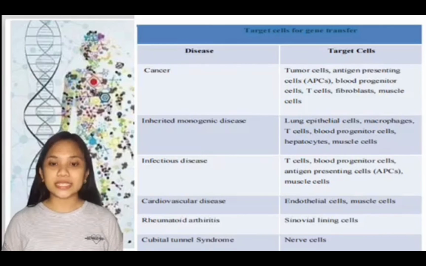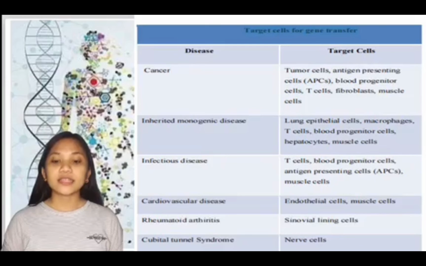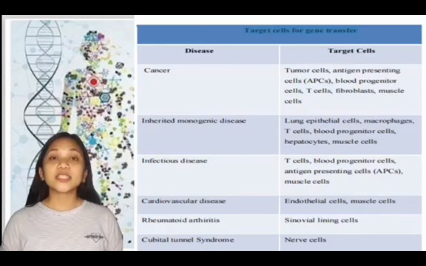Number 3, infectious disease, and its target cells are T cells, blood progenitor cells, antigen-presenting cells or APCs, and muscle cells. Cardiovascular disease, and its target cells are endothelial cells and muscle cells. Next is rheumatoid arthritis. The target cells are synovial lining cells. And the last one is cubital tunnel syndrome, and its target cells are nerve cells.